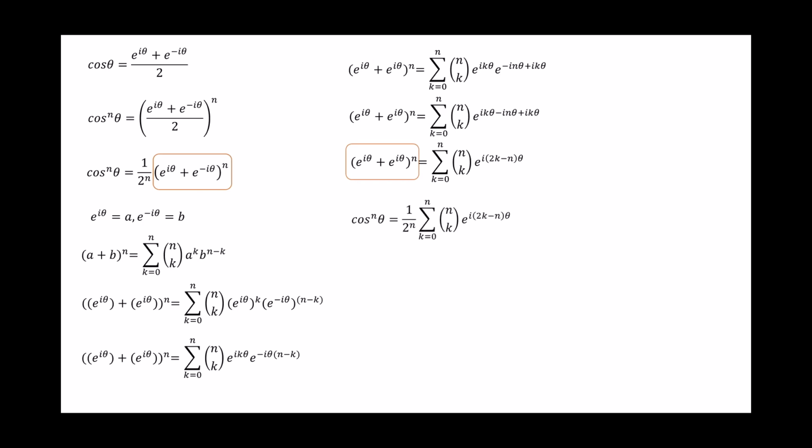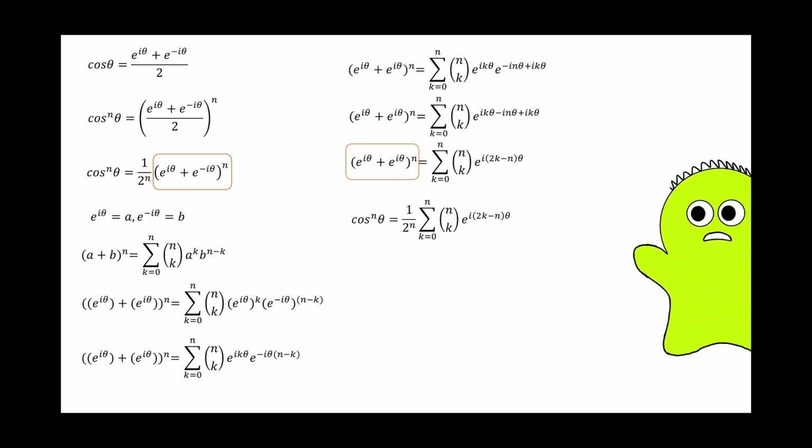By exponential properties, we can move down the exponent k and n minus k. We can now get rid of some parentheses by distributing i theta and negative i theta with k and n minus k. We can then combine the exponents and factor the theta out. The left part is, as we know from earlier, a fraction of cosine theta to the nth power.